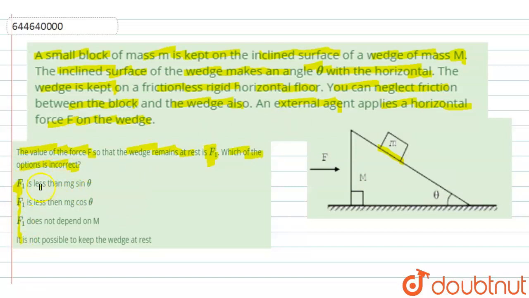F1 is less than mg sin theta, F1 is less than mg cos theta, F1 is not depending on capital M, and it is not possible to keep the wedge at rest. So here, the value of F to keep the wedge at rest is F1, so the applying force is F1.